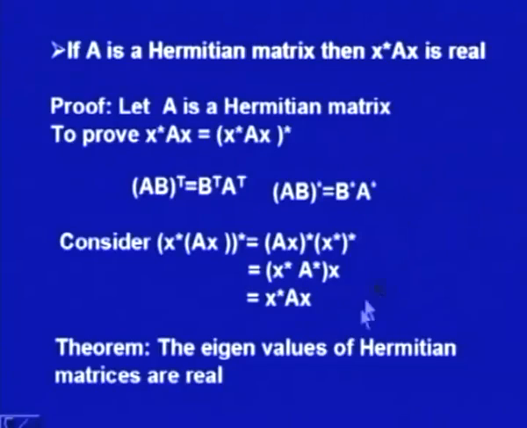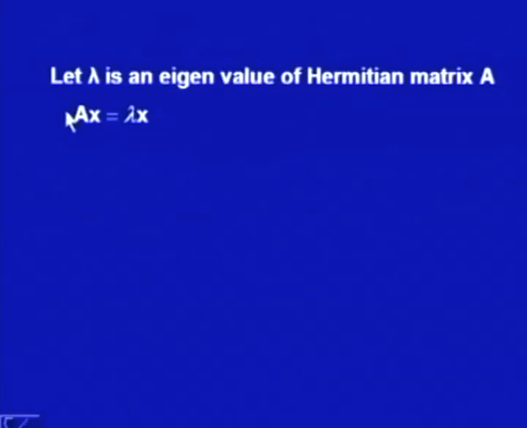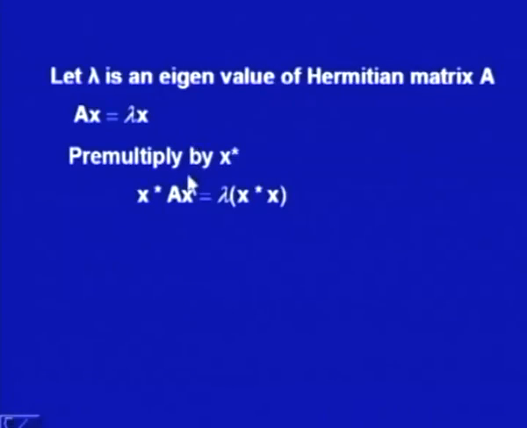Now on the basis of this result, we will prove that the eigenvalues of Hermitian matrices are real. So let us see how we prove this result. Let us take lambda as an eigenvalue of Hermitian matrix A. Then we can write Ax is equal to lambda x, x being the eigenvector corresponding to eigenvalue lambda, and A is Hermitian. We pre-multiply this equation by x star. So we have x star Ax is equal to lambda x star x.